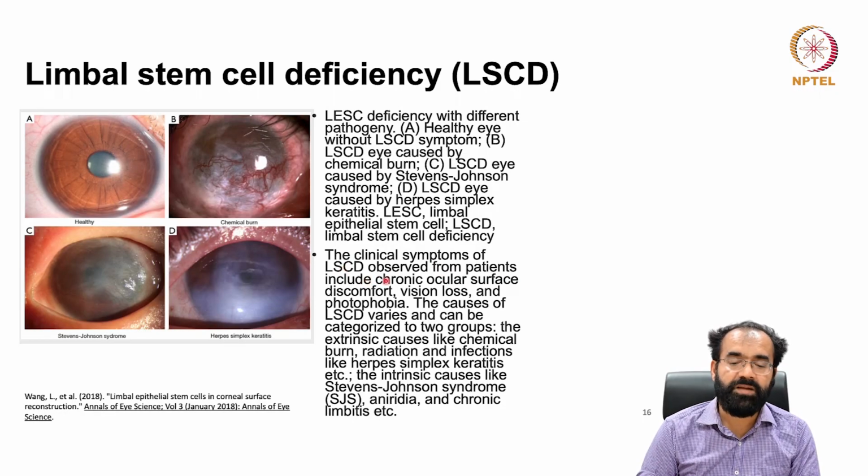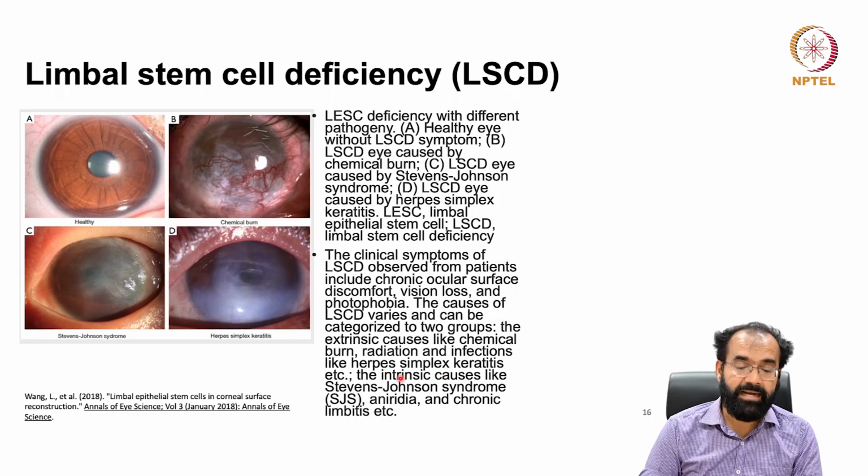So the clinical symptoms of LSCD, that is deficiency of limbal epithelial stem cells, observed in patients include chronic ocular surface discomfort, vision loss, and photophobia. That means aversion to light. The causes of LSCD vary from individual to individual, and can be categorized broadly into two groups: the extrinsic causes like chemical burn, radiation, infection like herpes simplex virus, keratitis, etc. The intrinsic causes are also there, like Stevens-Johnson syndrome, aniridia, and chronic limbitis, etc.